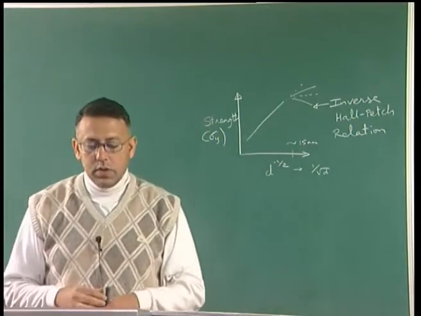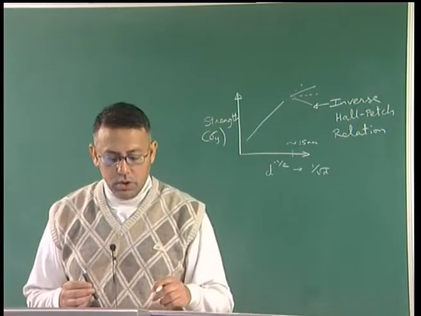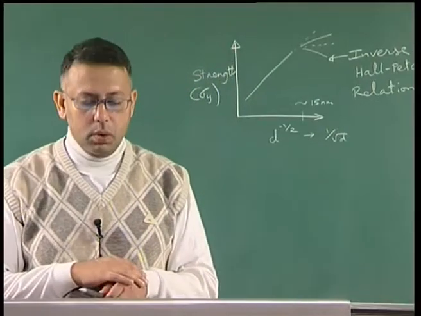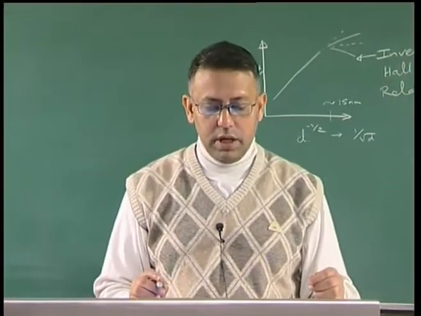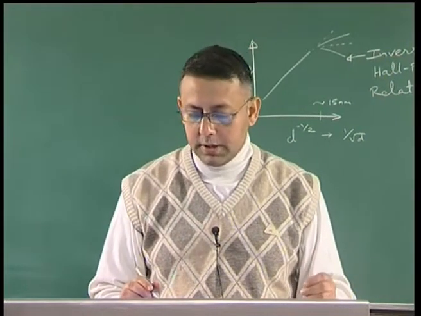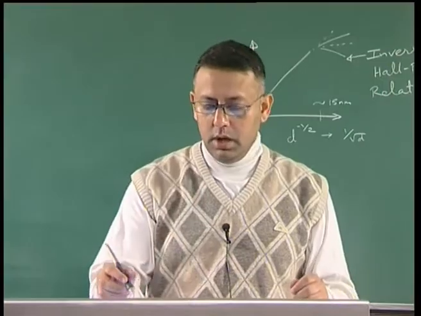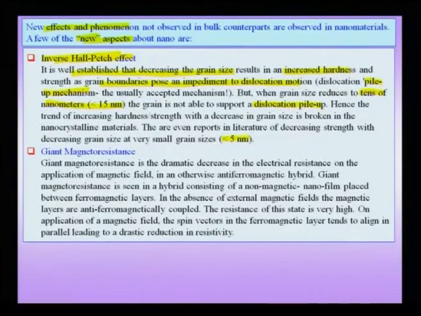So, the inverse Hall-Petch relationship, obviously it is not observed in large grain sizes and therefore, it has no bulk counterpart. It is only observed in very small grain size materials. And the inverse Hall-Petch typically kicks in at a grain size in the range of about 5 nanometers.